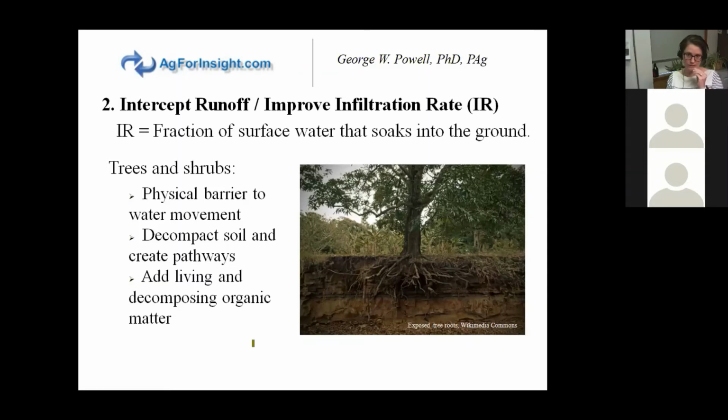Trees and shrubs decompact the soil and create pathways down. So if you have soil that is fairly heavy, it opens up and stops that pooling at the surface and allows the water to move down. And it adds living and decomposing organic matter. So up to 50% of any plant's root system is in root hairs, very tiny, fine hairs. And they turn over quite frequently, usually on an annual basis. And this adds a lot of organics to the soil. And as I'll go into more depth next week with my presentation, organics again act as an agent to wick water down and hold it in the soil profile.